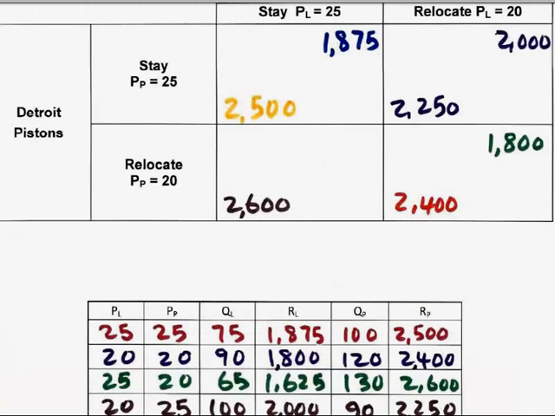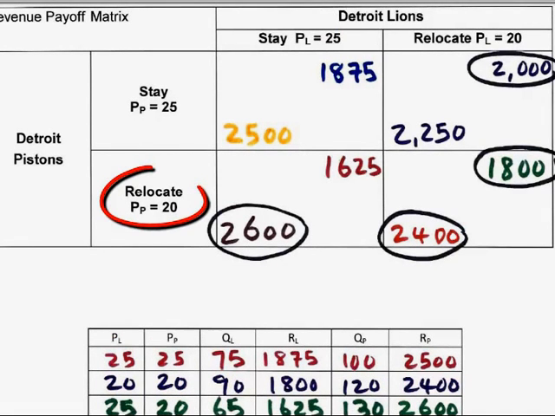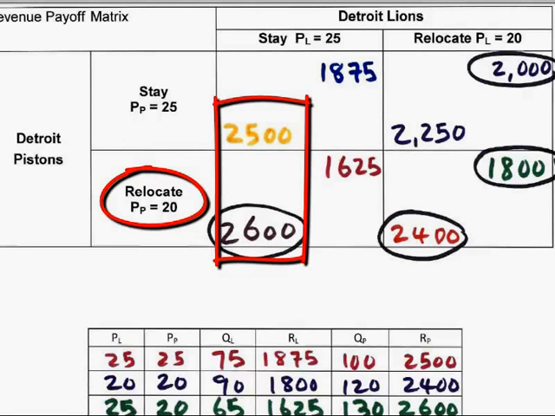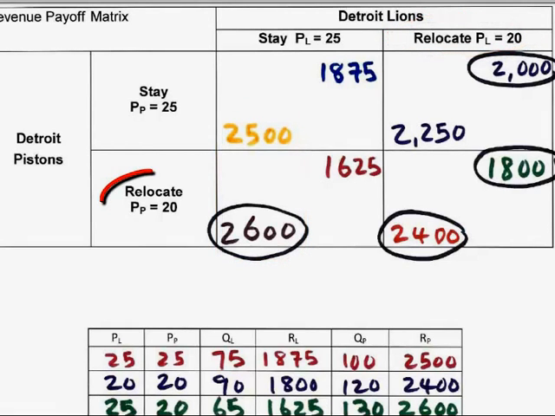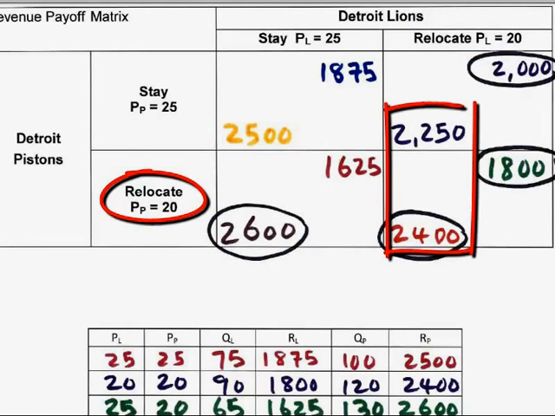In order to determine whether or not the teams have dominant strategies, we have to look at the payoff matrix and follow the principles that were taught earlier. Remember, we defined the dominant strategy as a strategy that dominates. So if the Lions were to stay and charge a price of 25, the Pistons would be better off charging a price of 20 when they relocate. 2,600 is greater than 2,500. And if the Lions were to relocate and charge a price of 20, the Pistons would be better off relocating, revenue of 2,400 versus a revenue of 2,250.